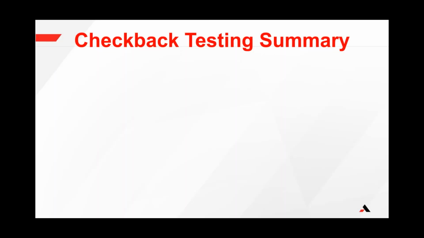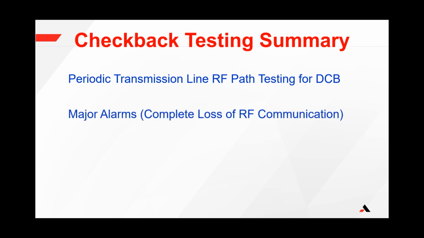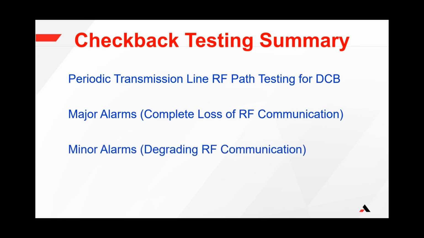So in summary, checkback testing provides a method to automatically and periodically test the transmission line RF path between direct comparison blocking power line carrier devices. It may be implemented to provide not only complete loss of communication failure alarms, checkback major, but early warning degrading communication alarms, checkback minor. Sequence of event logs and the alarm states at all ends of the protection scheme provide a useful analysis tool for both determining the current state of the line and determining causes of misoperations.